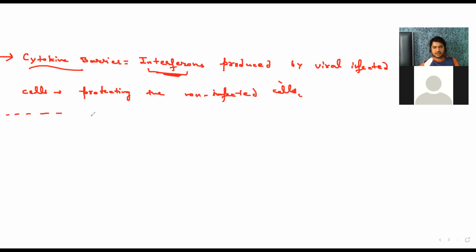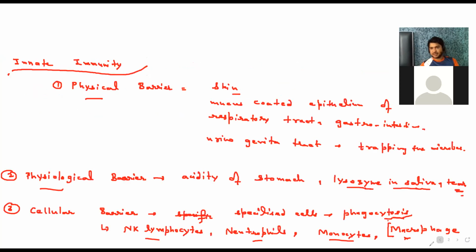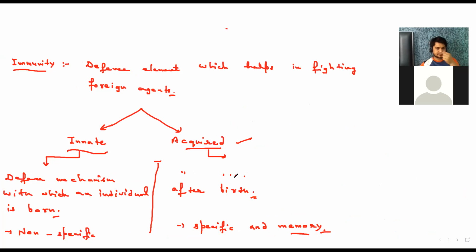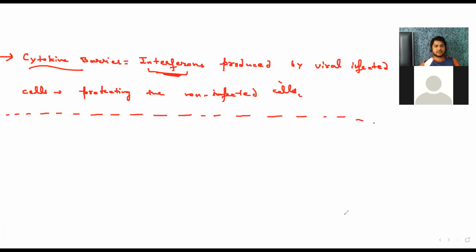Now we are going to discuss the second type of immunity, which develops after birth. Do you remember acquired immunity? I don't think I got the cytokine barrier. I didn't finish writing. But did you understand that interferons are a type of protein? Can you tell me what interferon is? It's a type of protein, released by infected cells, protecting the non-infected cells. Yes, very good.